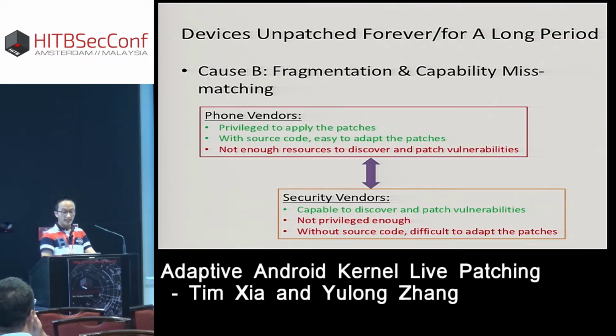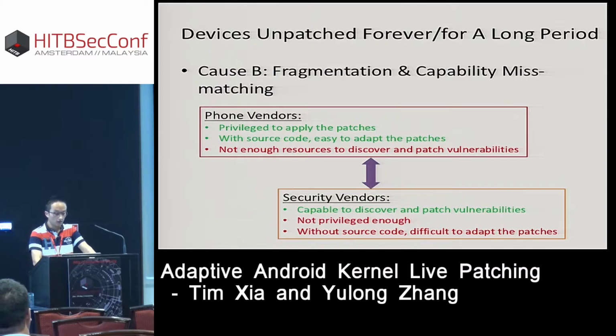So the fragmentation causes the second problem, the capability mismatching. The phone vendors understand their phones the best. They have the privilege to apply the patches as well. And with source code, it is easy to adapt the patches to all the models. However, their main concern is not the security of their devices. So they may not apply enough resources to discover and patch the vulnerabilities.